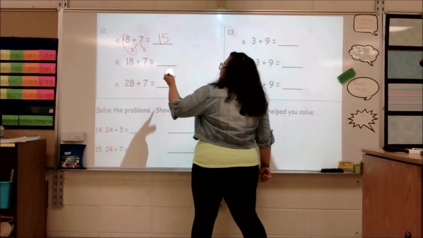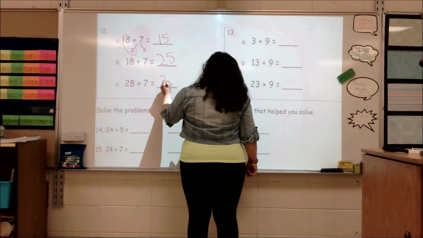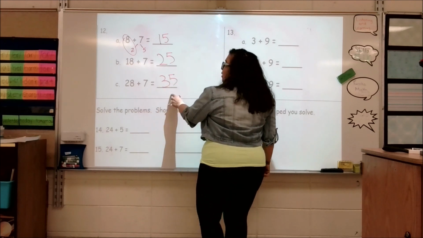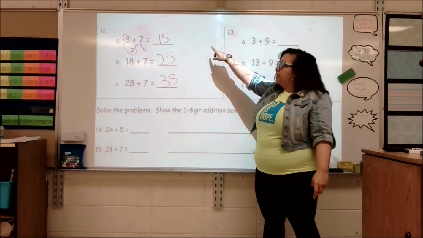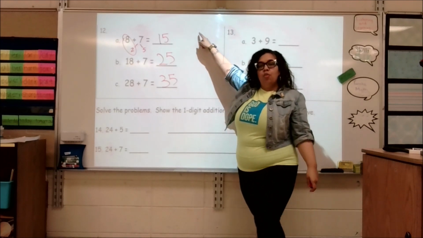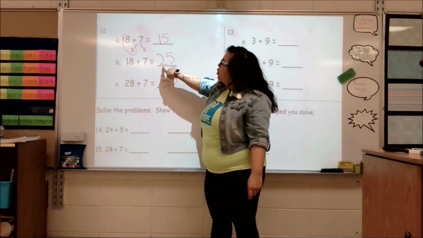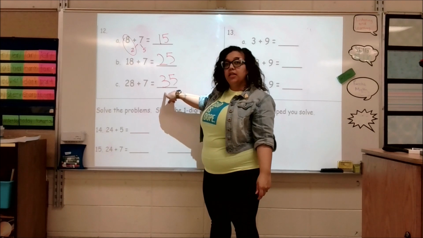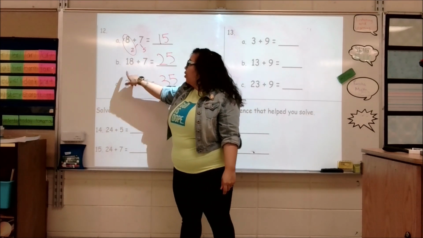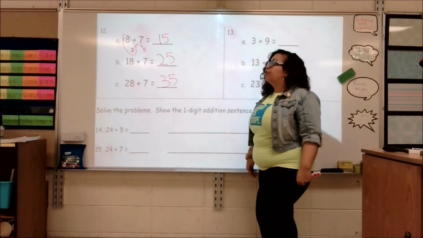Let's find out. That's why we're writing. 15, 25. It'll be 35. Notice, once we did the work to solve 1s plus 1s, we're able to just increase by 10s. Look, 1 ten, 2 tens, 3 tens. We're increasing by groups of 10.